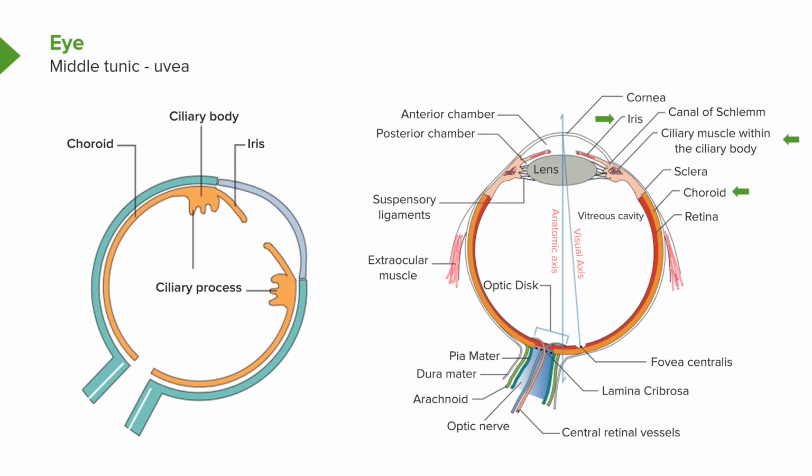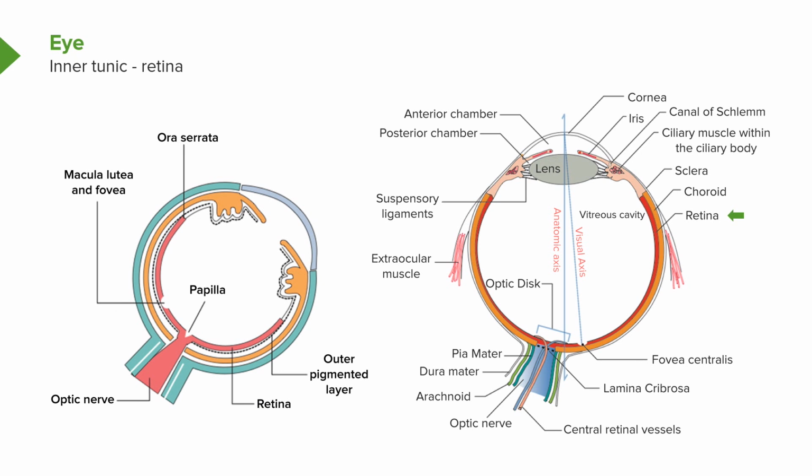And then the most internal layer, the inner tunic, is the retina. And the retina consists of two parts. The neural part, which extends towards the front of the eye and ceases to be the neural part at the ora serrata. And then it extends to cover the ciliary body, ciliary processes, and the iris as a double epithelial layer, which I'll describe later on.